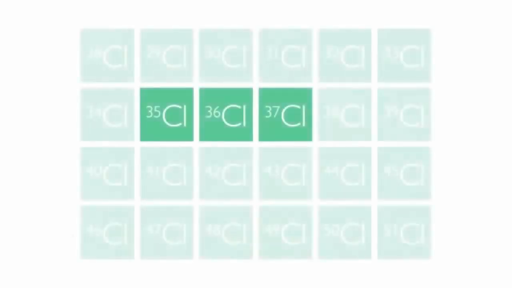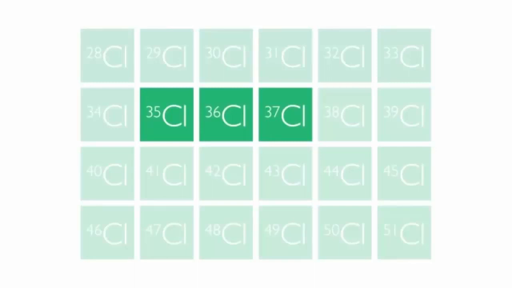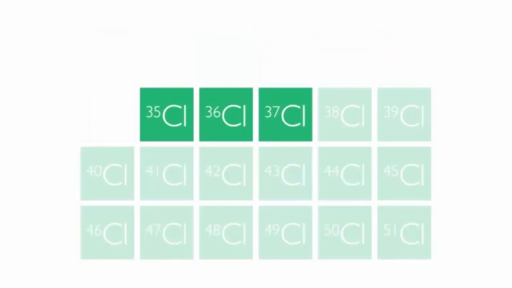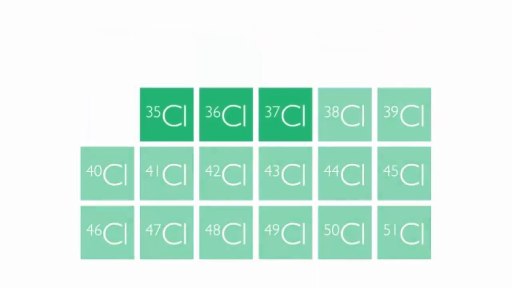There is often more than one stable isotope of an element. In fact, much of the world around us is made up of stable isotopes. However, sometimes there aren't enough neutrons in a nucleus, or there may be too many for it to be stable.